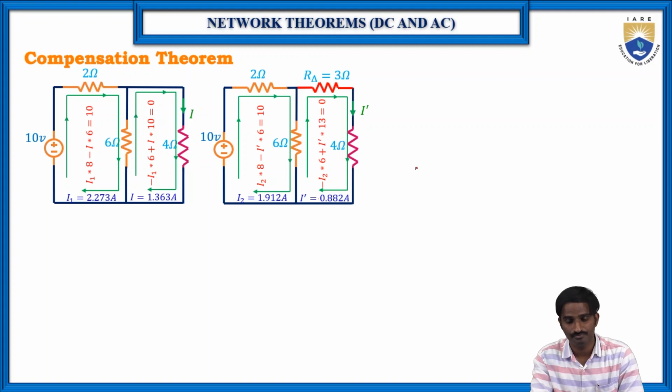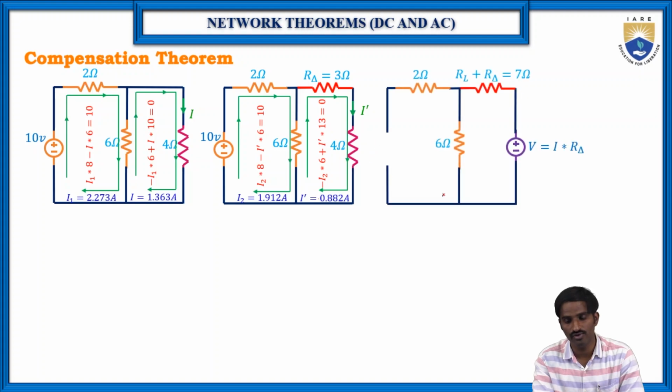Now, in that circuit we should replace the load with a voltage source. That voltage source value V is equal to I into delta R. We know the value of I, which is 1.36, and the delta R that we considered is 3 ohms. So the value of V should be 1.36 into 3 ohms. And the resistance that we should consider is the total resistance, which means the actual load resistance plus the extra resistance that we added in series with that load resistance, which is 3 ohms. So now we add 3 plus 4, which is 7 ohms.